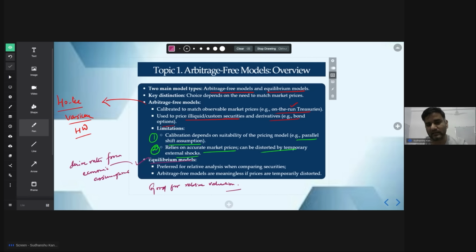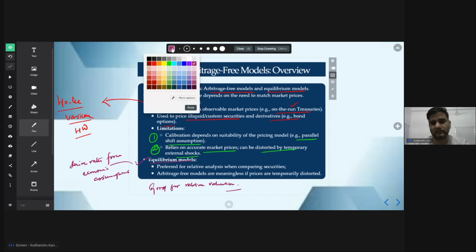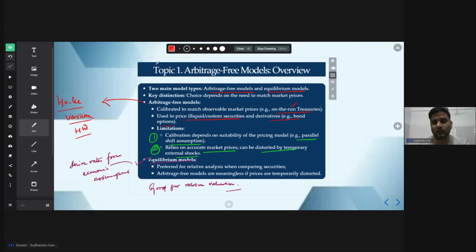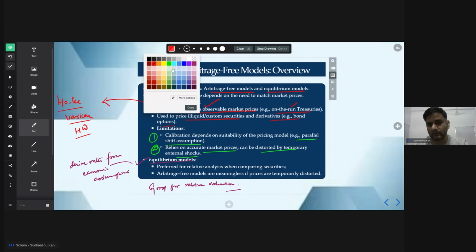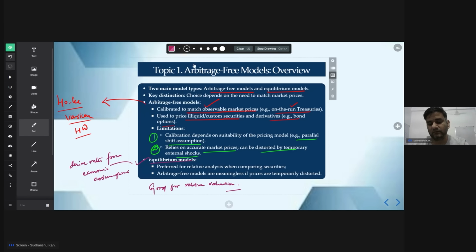So please understand that arbitrage-free models is when you match observable market prices. Let me write that sentence also. It's written here: match observable market prices. Your objective is to match observable market prices. That's the objective of your arbitrage models. But when we talk about equilibrium models, you want to understand the economic drivers: economic assumptions, inflation, consumption, etc.